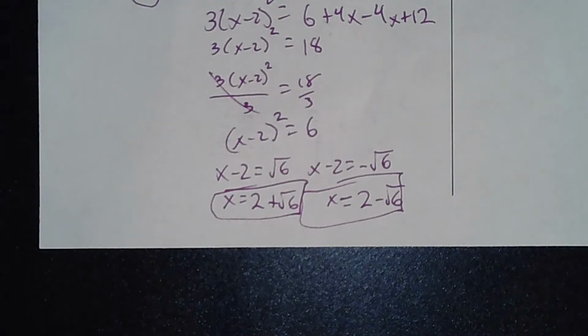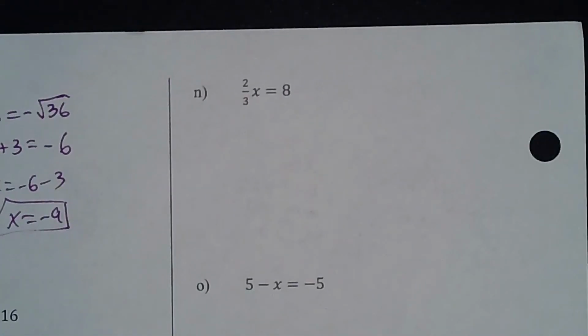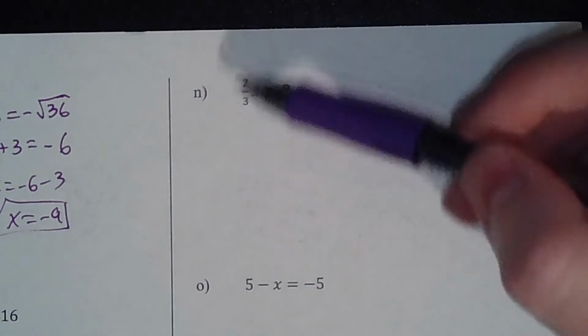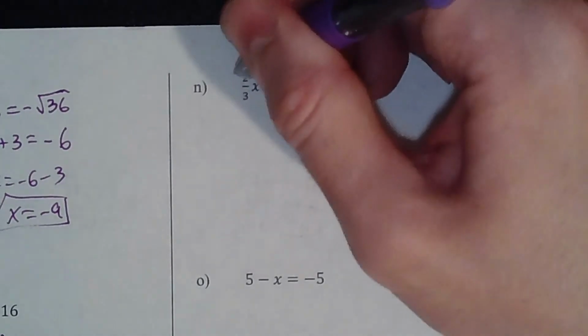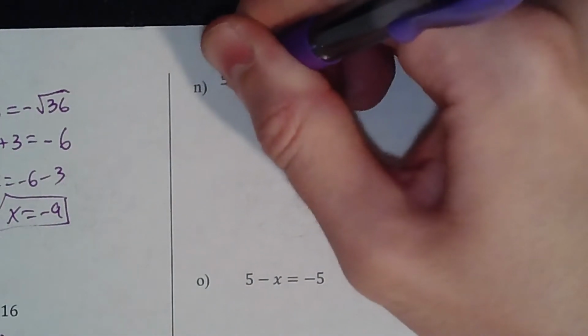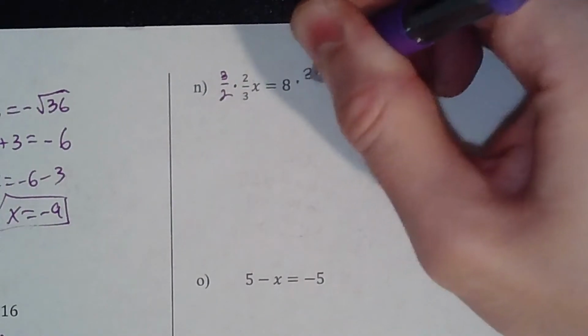Moving on, back up to letter N. So this one's kind of just thrown in there as a reminder equation. It actually should be a freebie. It's nice and simple. It's a one-step problem. We need to get rid of this 2/3. To get rid of a fraction like this, we multiply by the reciprocal. So we're multiplying by 3 over 2 on both sides of the equation.